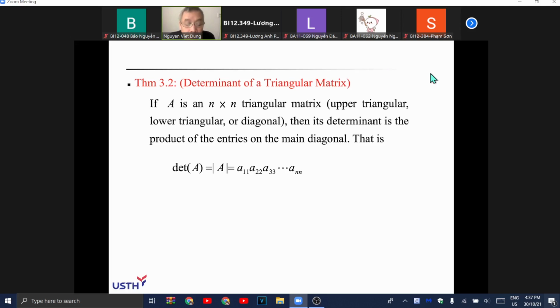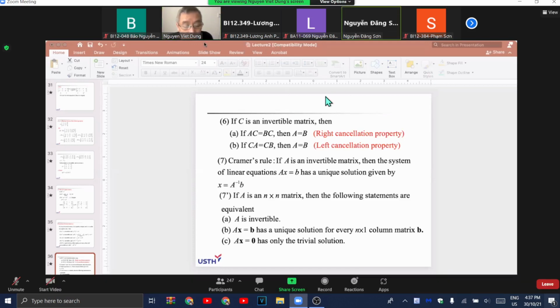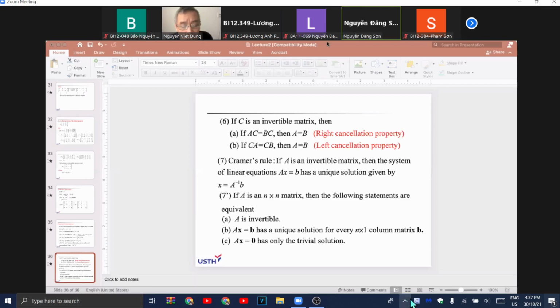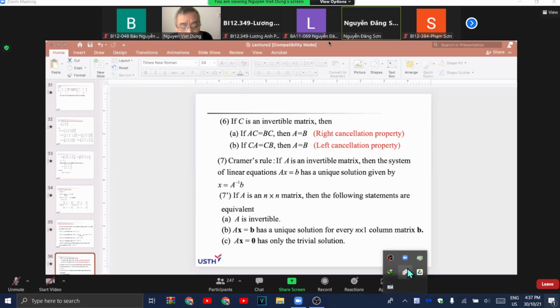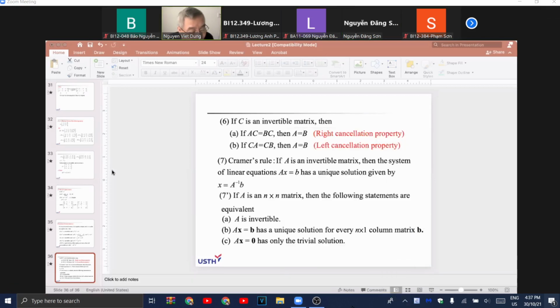So we stop here. Do you have any questions? Professor, yes. Can you talk a bit about the minor and the cofactor of the entry? I still don't really understand those. Which one? The minor and the cofactor. The minor. Okay. I will show you right now.